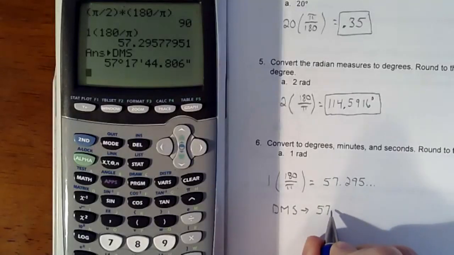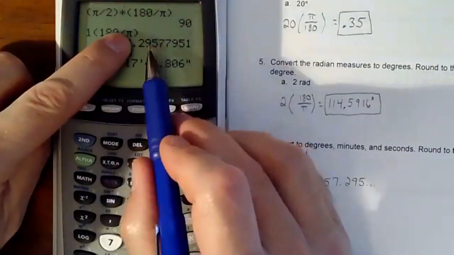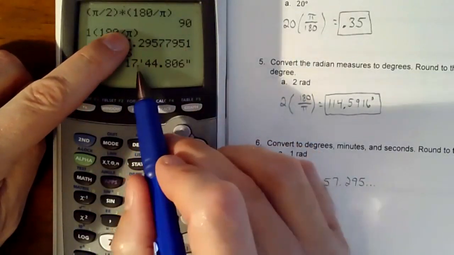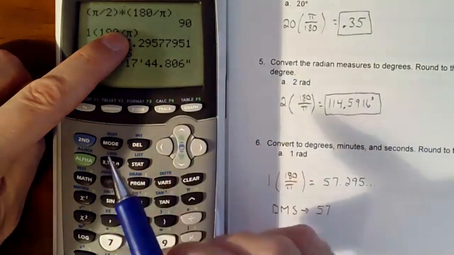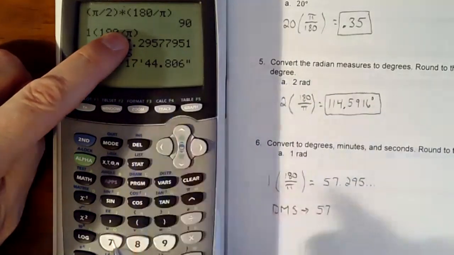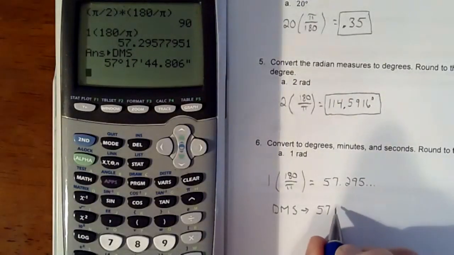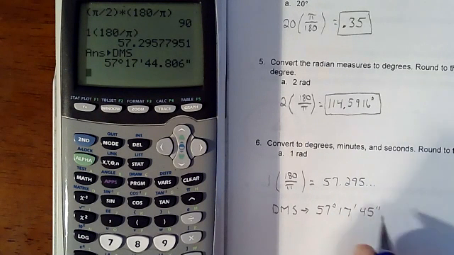The doing of the math is taking that decimal, not the 57, taking that decimal and multiplying it by 60, which would get you 17 point a bunch of things. And then you take that decimal and multiply it by 60, and that'll get you your seconds. So unless you have a calculator, it's a lot easier. We just got to know where to find it. So 57 degrees, 17 minutes, and 45 seconds.